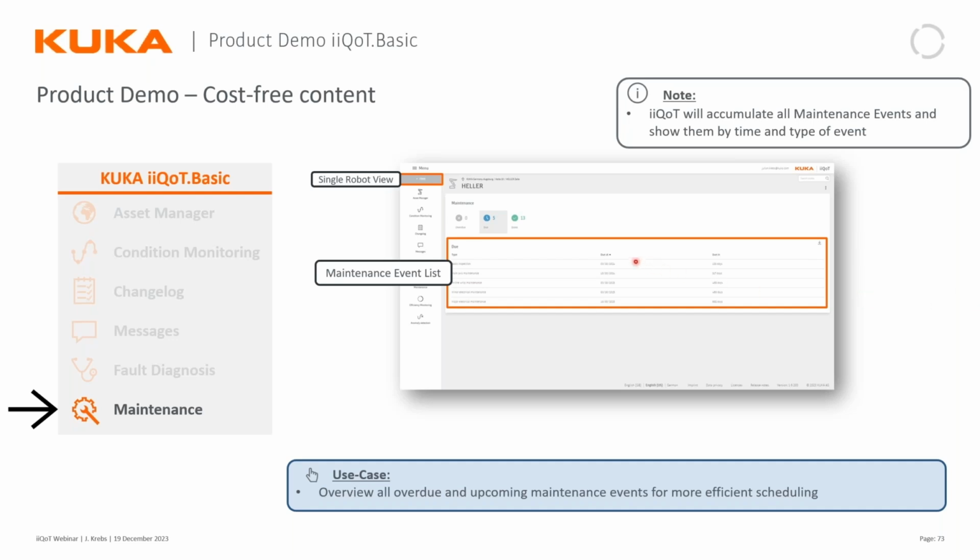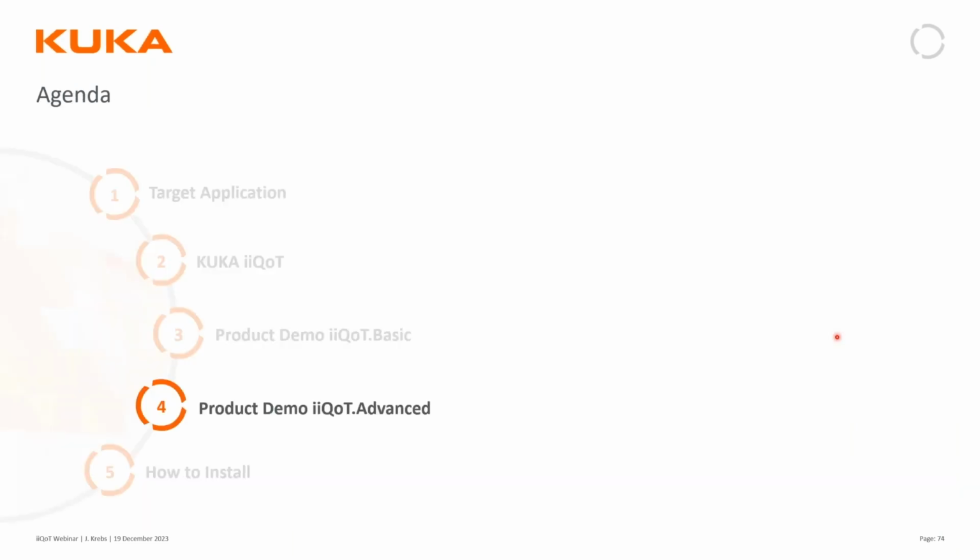As we can see here, 2 maintenance events are due. We have the 30th of March and the 30th of October. And then basically we can plan it in advance if we have to call KUKA to come to do it, or if you as a customer do your own maintenance on our robots, you can use that to your advantage. Yes, those are the modules right now from iiQoT Basic cost-free content.